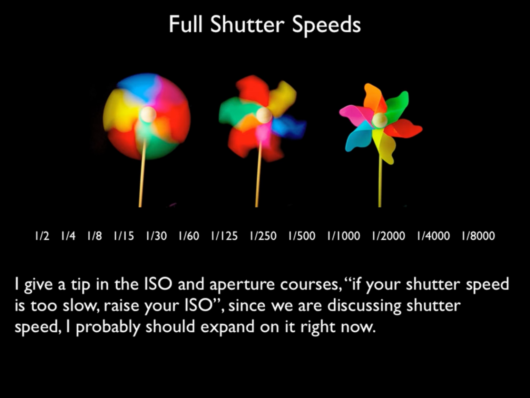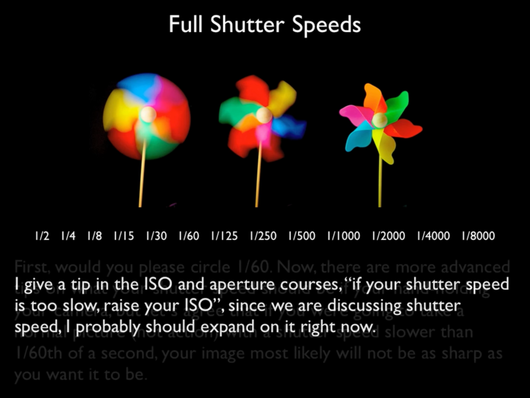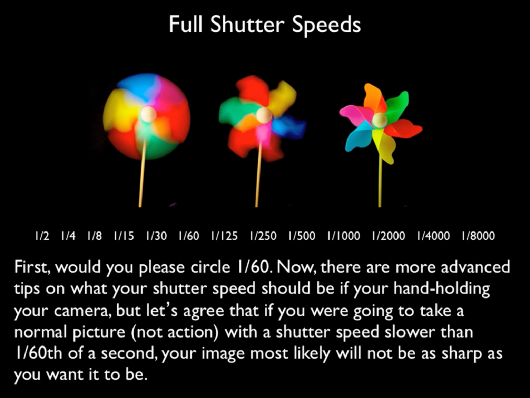I give a tip in the ISO and aperture courses. If your shutter speed is too slow, raise your ISO. Since we're discussing shutter speed, I probably should expand on it right now. First, would you please circle 1/60th of a second?